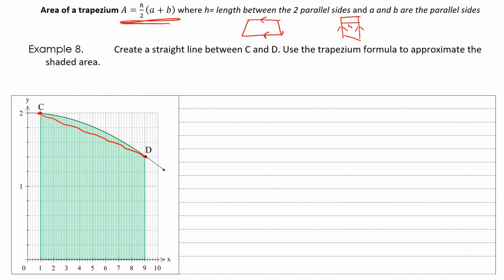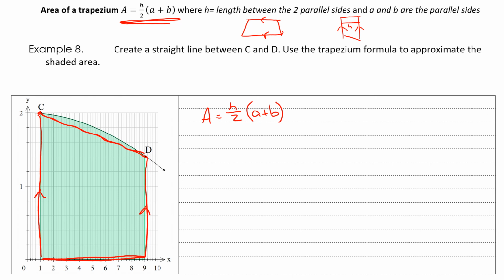Use the trapezium formula to approximate the shaded area. So we're going to find this is our trapezium. Down here and here are our parallel lines. And we have our two joining lines. Okay, so step one, we need to write our formula. Then we're going to have to find all the bits and pieces from our formula. Now, this is a really common use of the trapezium formulas to approximate areas that are almost a trapezium.